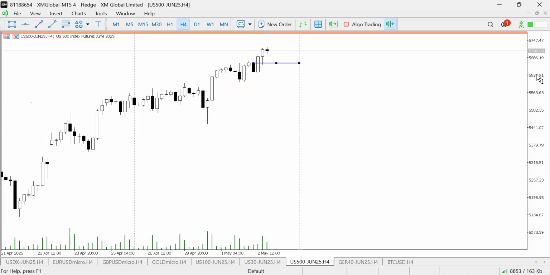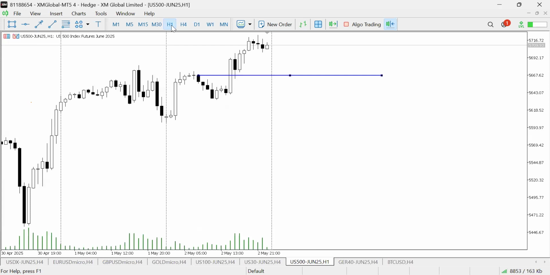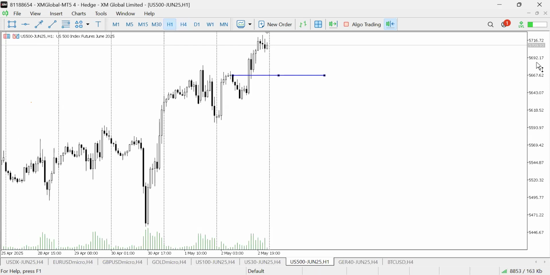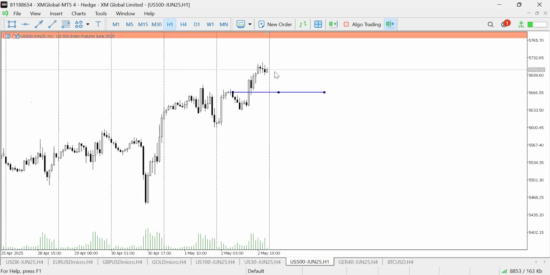Yeah. So yeah, that's what I'm looking at. If it gives me an opportunity, if it can drop down, I'll buy it and put my TP right there because I know Tuesday it's going lower.